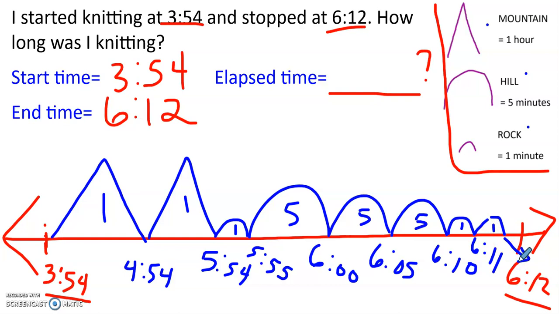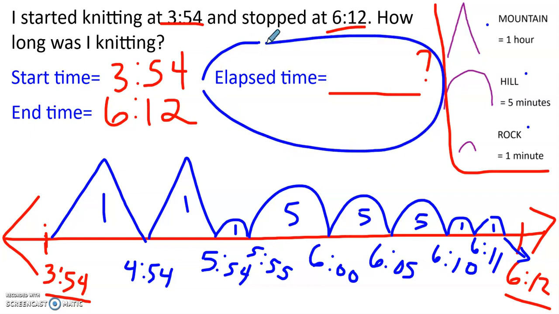Am I done? Well, I'm done with the number line, but I'm not done yet because I haven't answered my question. So that's another mistake that I often see with students: they'll do all this work on the number line and then they'll forget to answer the question. So don't forget to go back and answer the question. What is the elapsed time? I have to go back and add all this up.